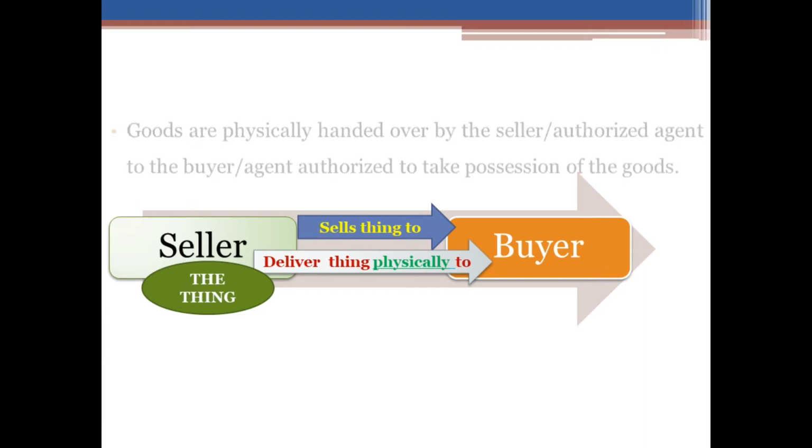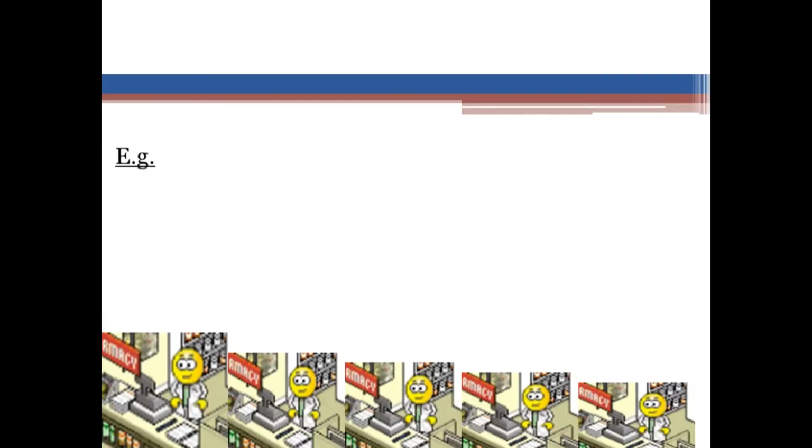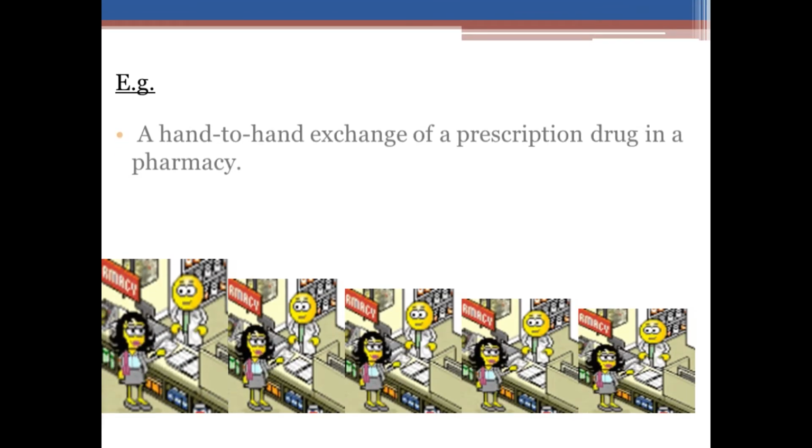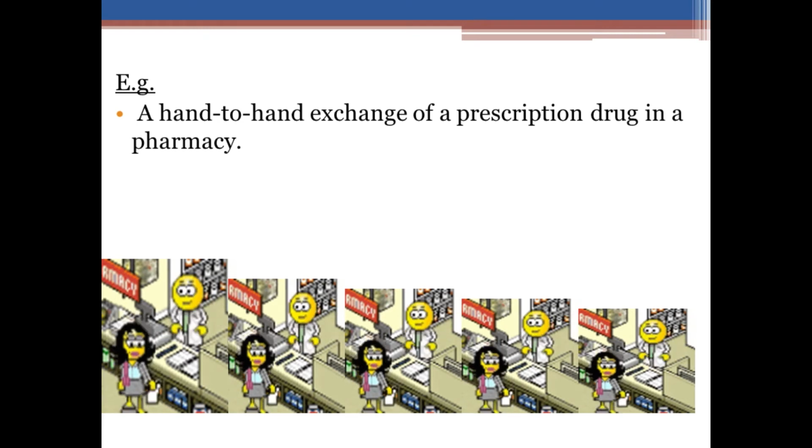So we are saying that goods are physically handed over by the seller or his authorized agent to the buyer, or his agent also, who has got the authority to take possession of the goods for the buyer. So the seller has the thing, he sells the thing to the buyer, and delivery is made physically to the buyer by the seller. That is actual delivery. For instance, a hand-to-hand exchange of a prescription drug in a pharmacy, that is actual delivery.